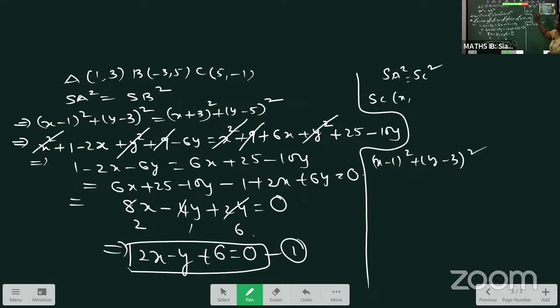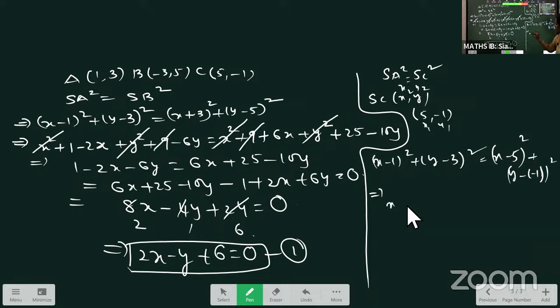S का point क्या है? x comma y. C का point है y comma minus 1. So this is your x2 y2 and this is your x1 y1. x2 minus x1 whole square, that is x minus 5 whole square, plus y2 minus y1 whole square, that is y minus of minus 1 whole square. So this is x minus 1 whole square plus y minus 3 whole square is equal to x minus 5 whole square plus y plus 1 whole square.